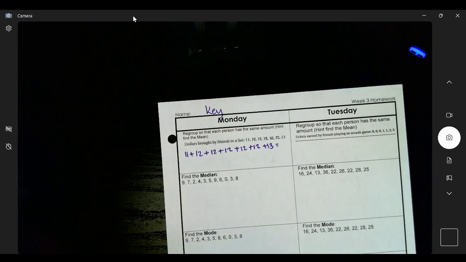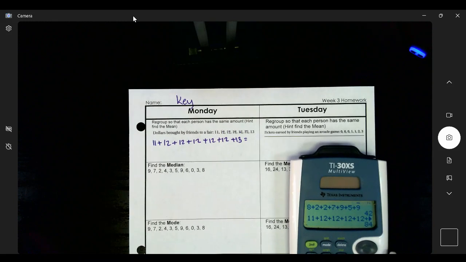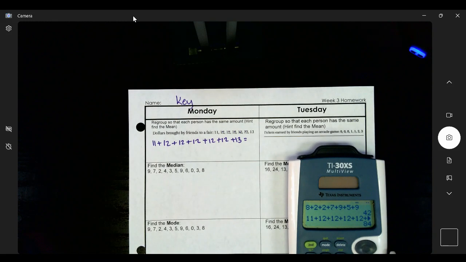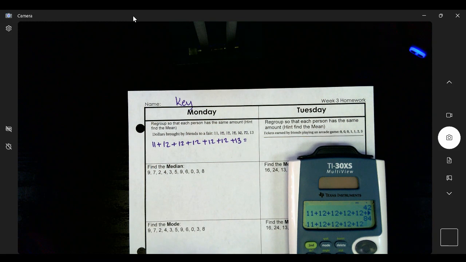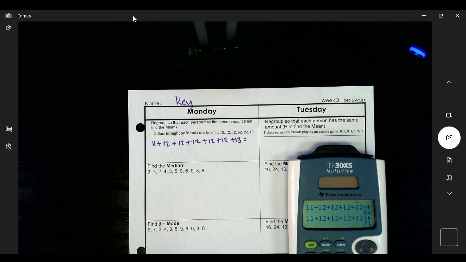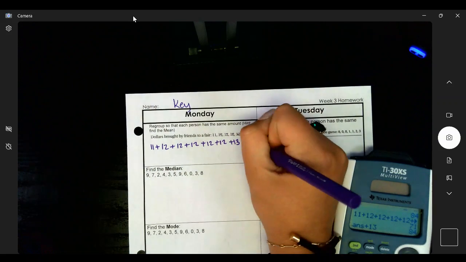Plus 13. And you can use your calculator for this, and you can plug it into your calculator. 11 plus 12 plus 12 plus 12 plus 12 plus 12 plus 13. And I got 84, but I always like to do it again a second time just to make sure I didn't miss any numbers. 11 plus 12 plus 12 plus 12 plus 12 plus 12 plus 13. 84. So I got 84 again. So my sum is 84.